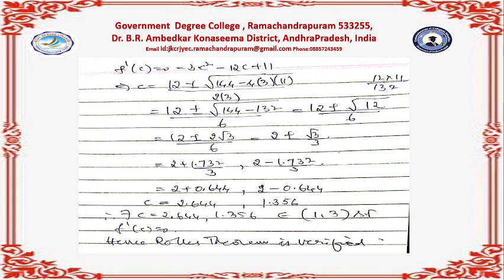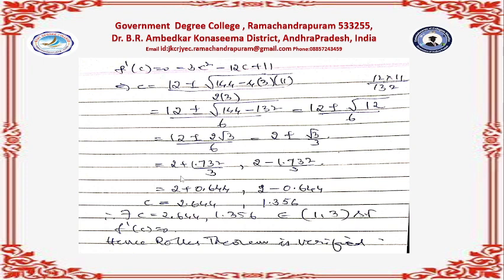What is b square? Minus 12 whole square, that is 144, minus 4ac, 4 into 3 into 11, divided by 2a, 2 into 3. So this becomes 12 plus or minus square root of 144 minus 132, whole divided by 6. That is nothing but 12 plus or minus square root of 12 divided by 6. That means 12 plus or minus 4 into 3, that is 2 root 3, divided by 6. That is equal to 2 plus or minus root 3 by 3.